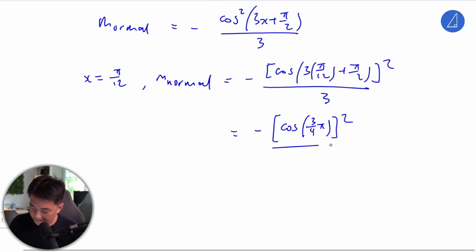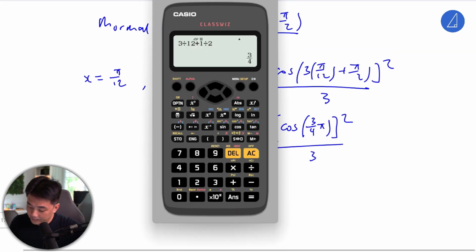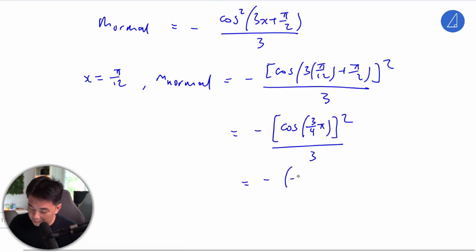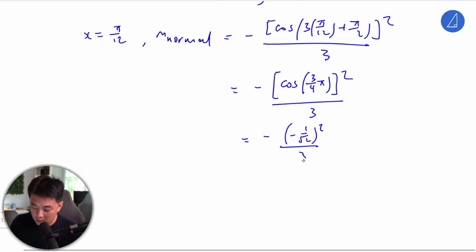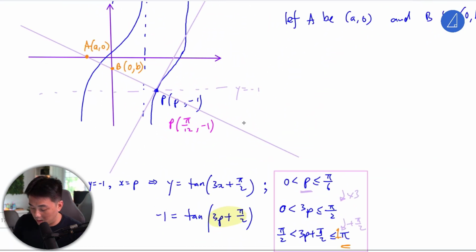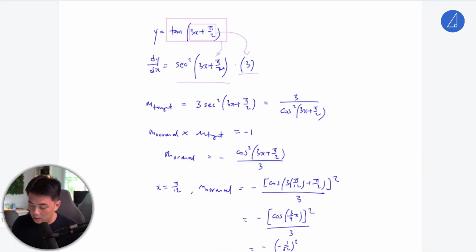Square. Okay, 3/4 pi. Cosine 3/4 pi, mine is in degrees, so I will put 180, is actually negative 1 over root 2. So how do you do it? You can square it, then it is half, right? So meaning to say this is negative 1 over root 2 as such, okay? Because they want exact, so you have to know how to churn out the exact answer. So this will be 1 over 2 over 3, then we get minus 1 over 6 for the m normal. So in this case here, m normal is actually negative 1 over 6.